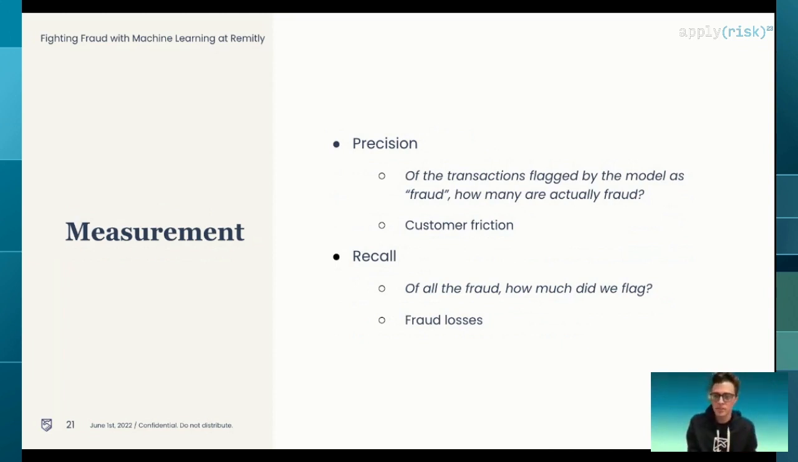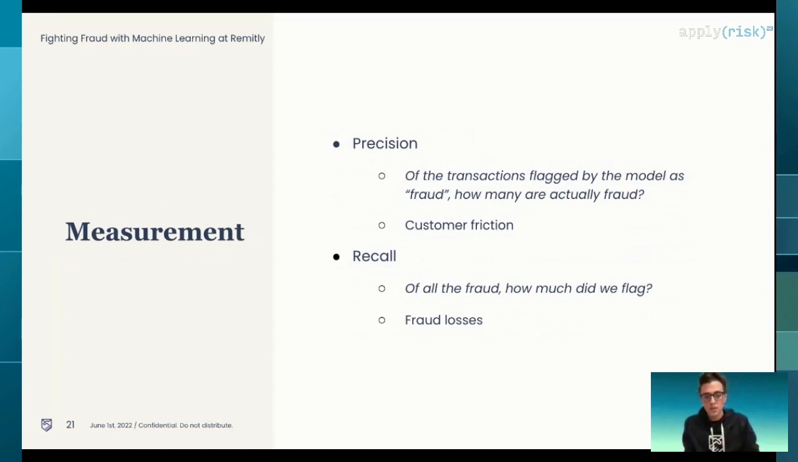Our primary measures are precision and recall. Precision means of all the transactions flagged by the model, how many were actually fraud. This is a measure of customer friction, because if this value is low, say 5%, only 5% of the transactions we flag as fraudulent are actually fraudulent. And the remaining 95% are good customers getting tangled up in our risk systems.